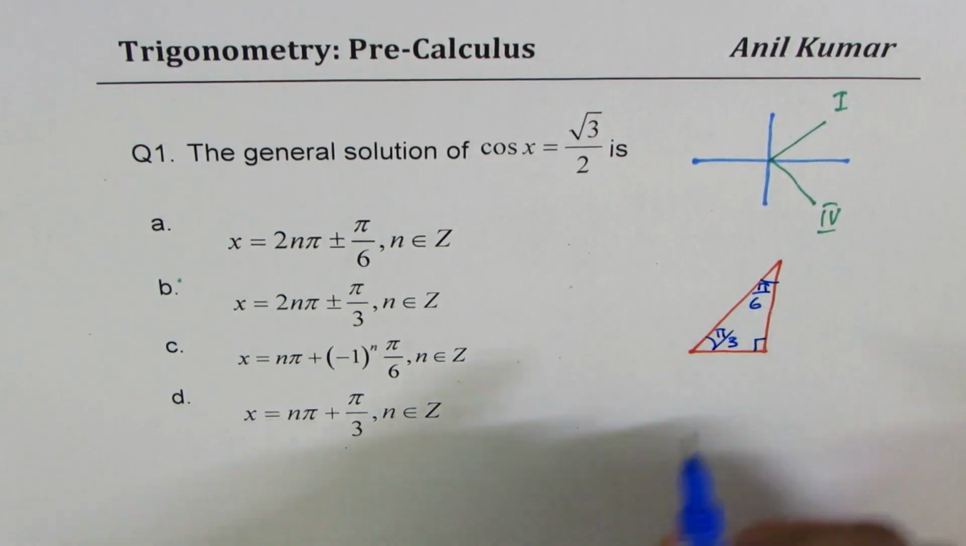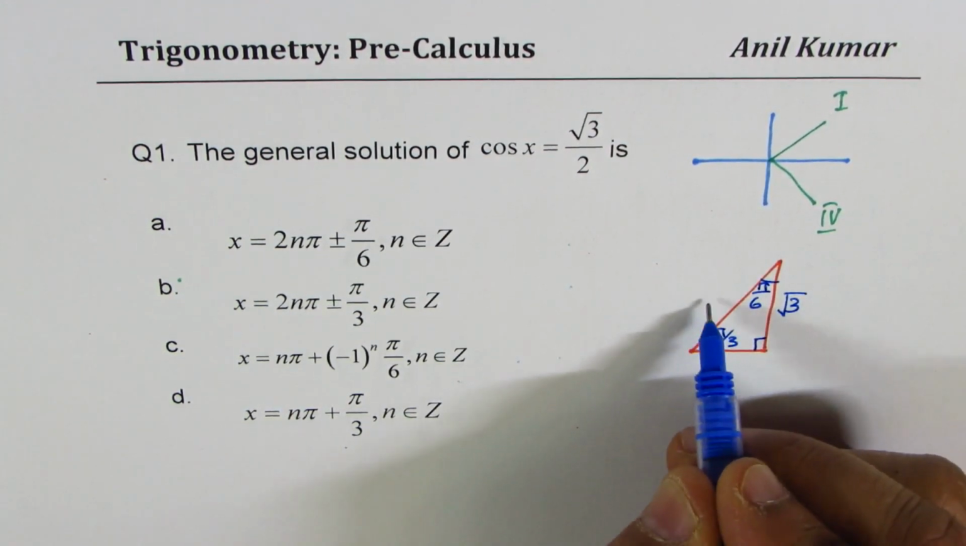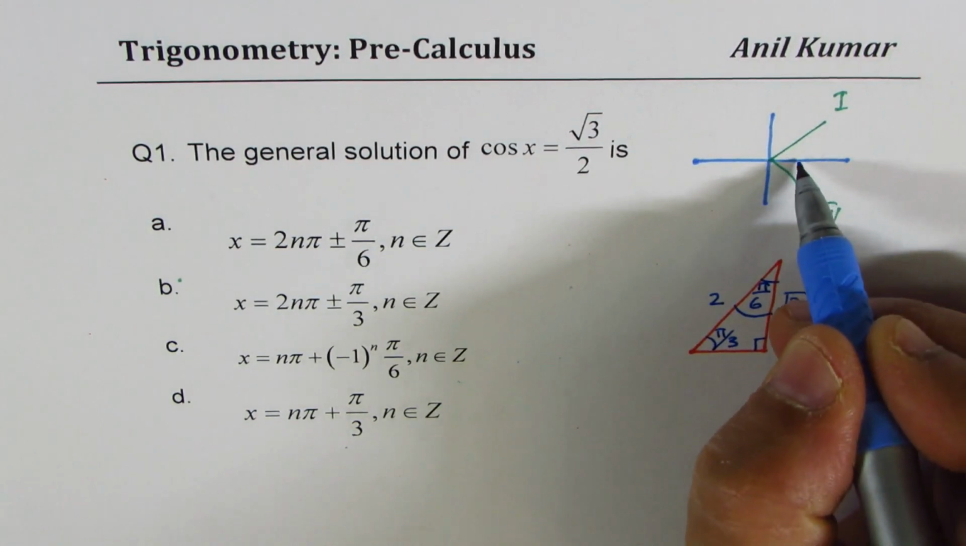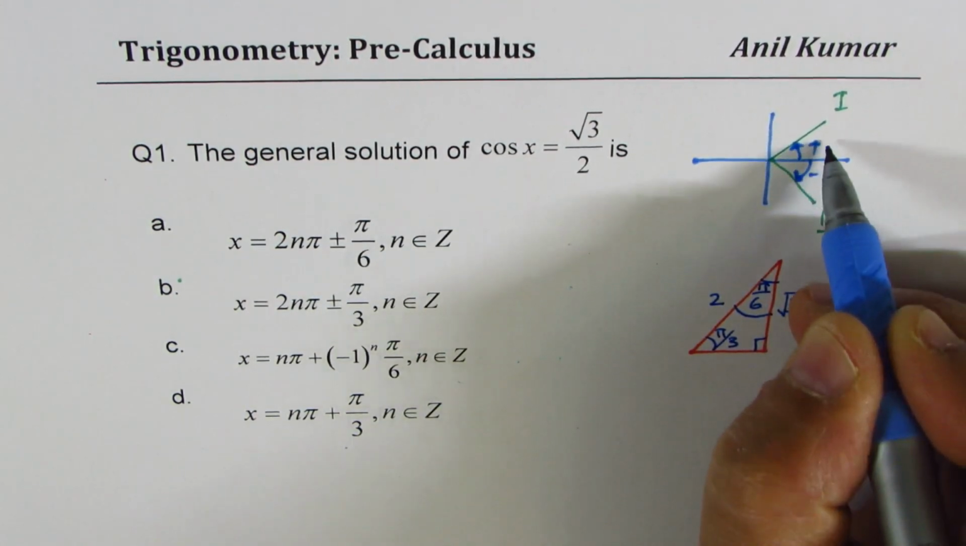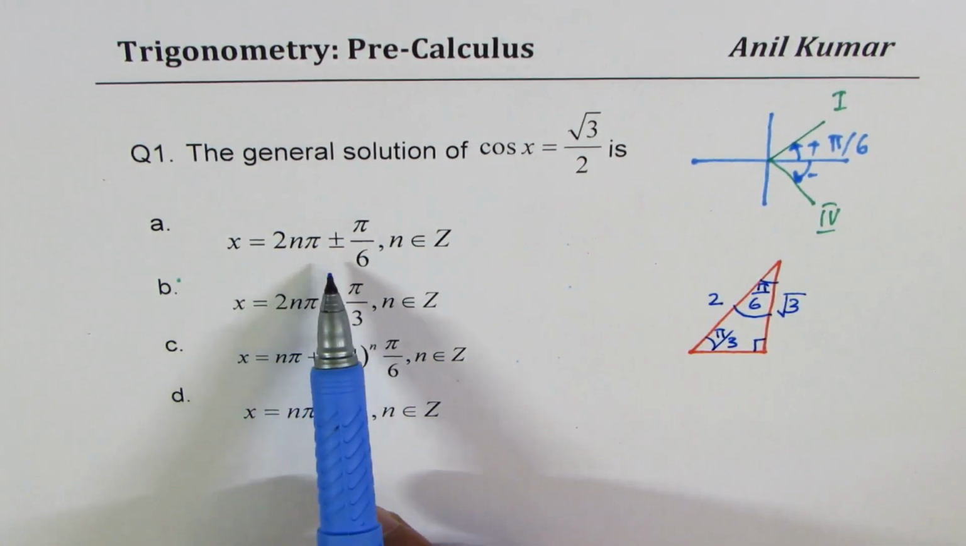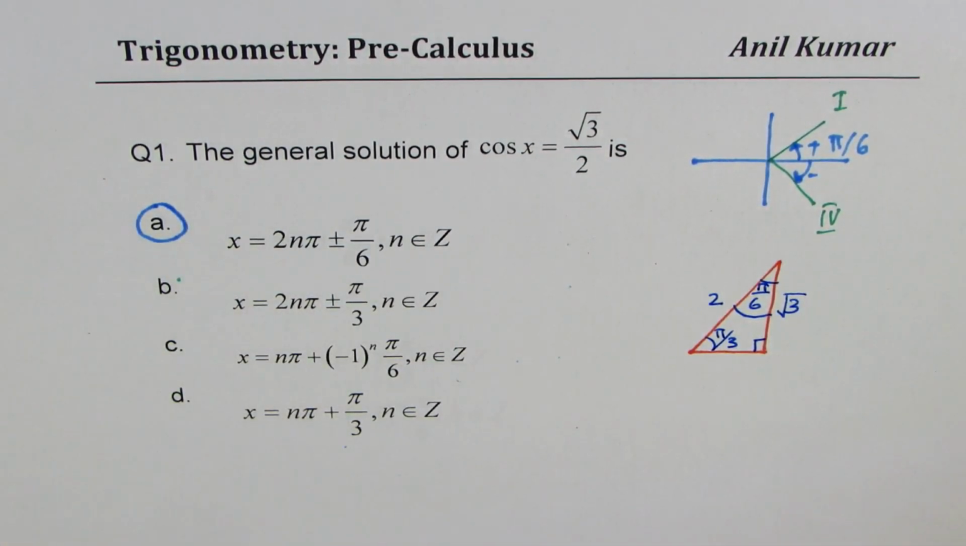So pi by 6. When we say cos is square root 3, that means the base is square root 3, hypotenuse of 2, so we are looking for the pi by 6 angle, right? And now we understand, since it is plus and minus, this is the plus value, this is the negative value of pi by 6. So the one which matches is the very first one, 2n pi plus minus pi by 6. So that becomes the solution of the given equation. So it can be answered very fast. In any multiple choice test, now you can easily answer these questions. I hope that makes sense.